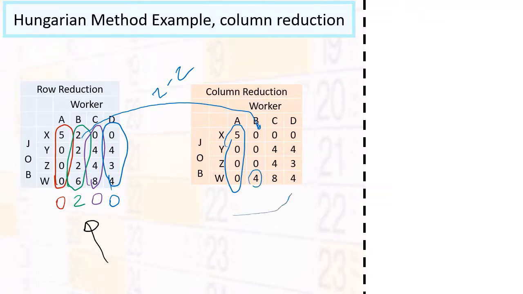The remaining numbers will not be affected because we're subtracting 0 from them. So this is column reduction. Remember, in row reduction we're subtracting the row minimum from all the elements in the row. In the column reduction, we're subtracting the minimum value in the column from all the column values.